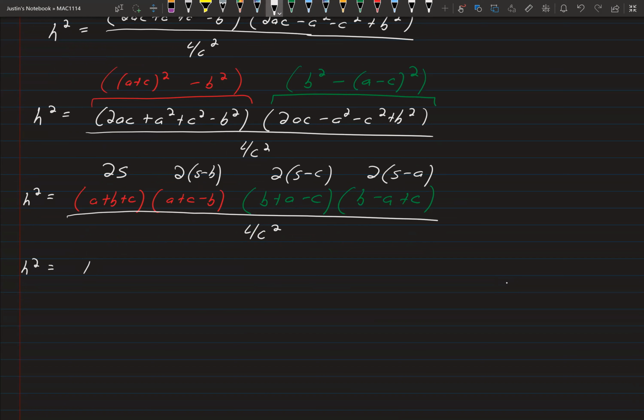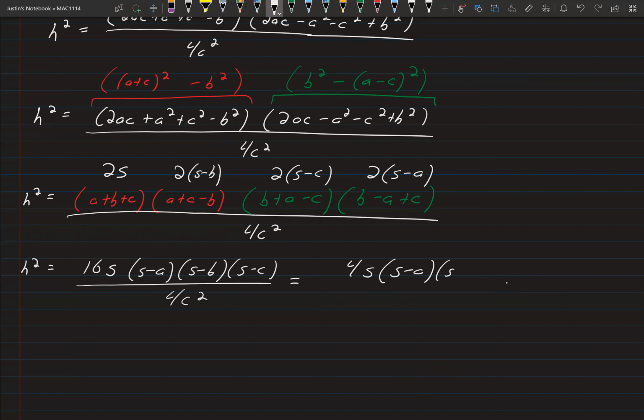So 2 times 2 times 2 times 2, up top I got 16 s. Let's write them in order: s minus a, s minus b, s minus c. Alphabetical order rocks. On the bottom, I got 4c squared. We could simplify this. 16 over 4, that's 4. So 4s, s minus a, s minus b, s minus c. On the bottom now, I just got a c squared.